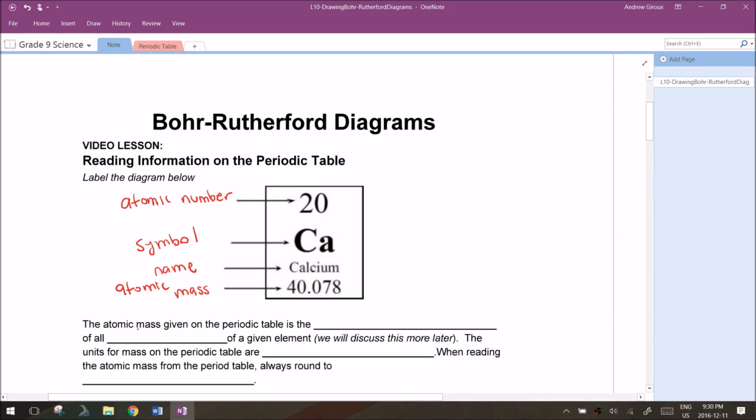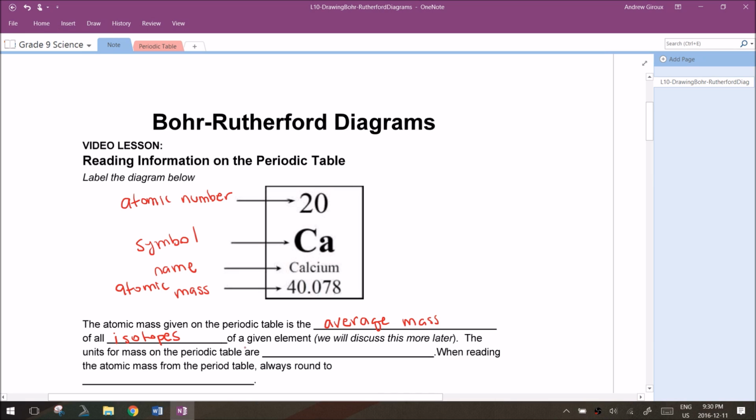However, it's important to note that the atomic mass given on the periodic table is the average mass of all isotopes. So an isotope is just a variation of calcium. So obviously there's different forms of calcium that exist. There's not just one kind. Then the different types of calcium's atoms vary based on the number of neutrons that they have. And we'll explore this a little bit later, but the idea here is that this mass represents the average mass of all the different types of calcium isotopes.